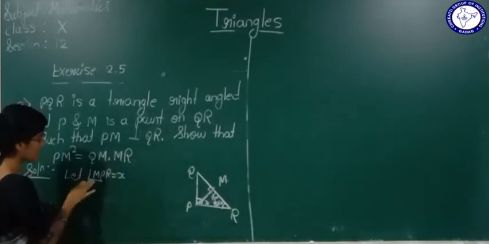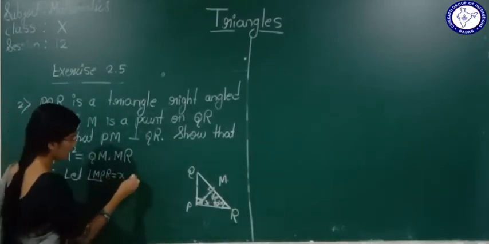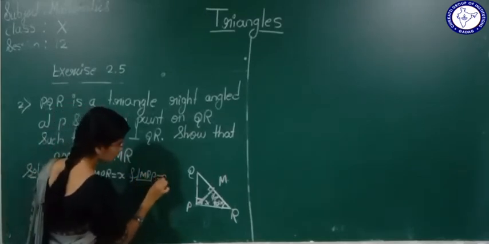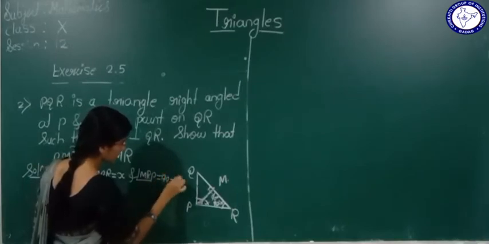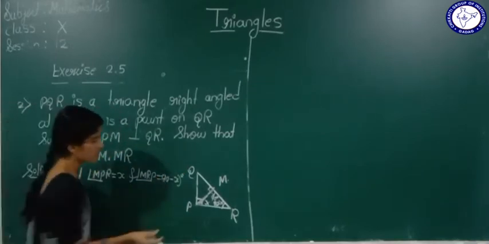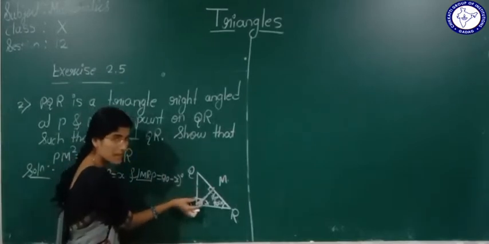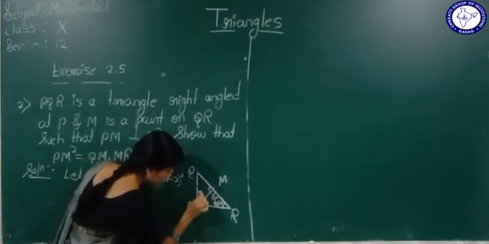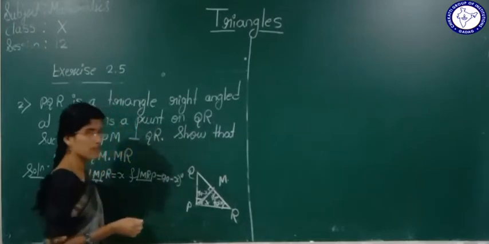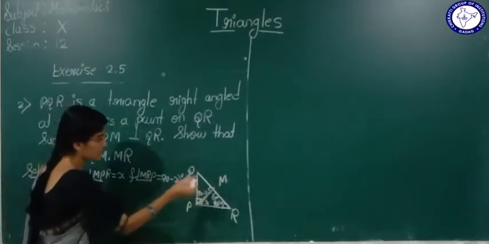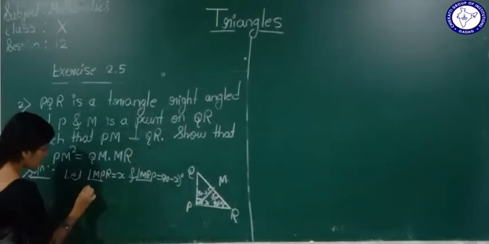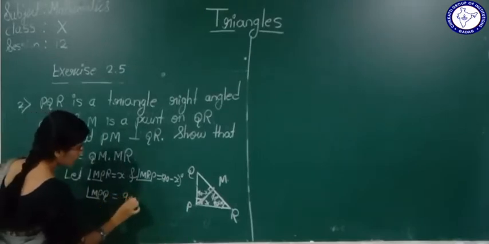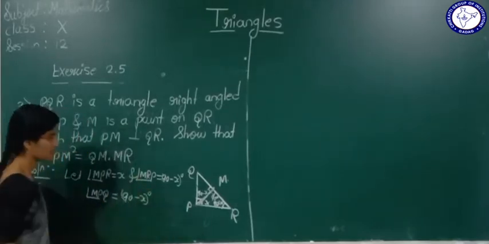Let angle MPR be equal to X and angle MRP is equal to 90 minus X degree. Thus this full angle will be 90 degree. If this full is 90 degree, what about this angle? It will be 90 minus X degree. Angle MPQ is equal to 90 minus X degree.